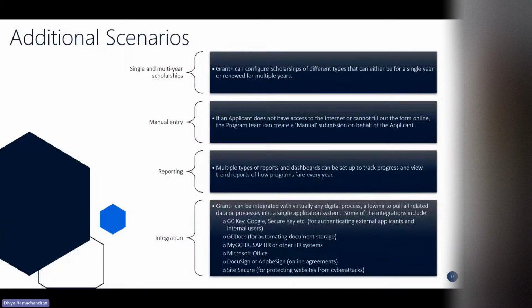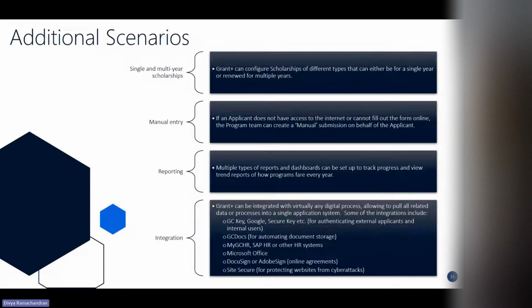Reporting: multiple types of reports and dashboards, like I showed you, can be set up. We can also set it up using Power BI, which has a lot more analytical capabilities, which can track the trends across different years, or even publish that data to the end user in terms of what the scholarship program provided, and also the winners and the stats around the scholarship program and the different programs as well.